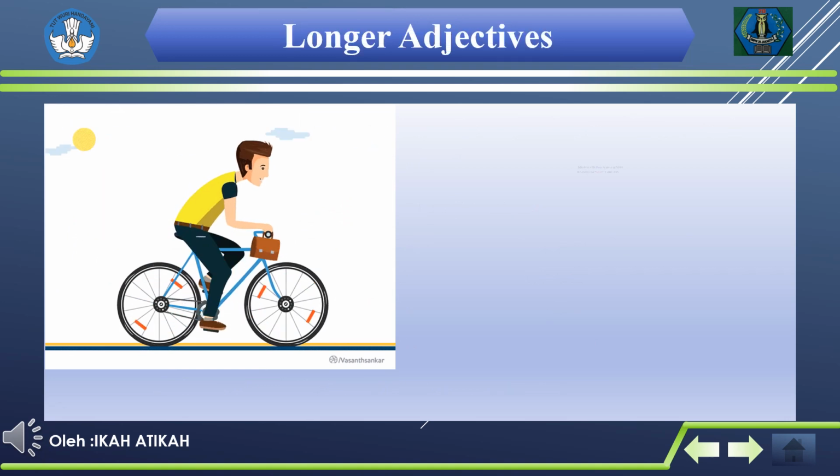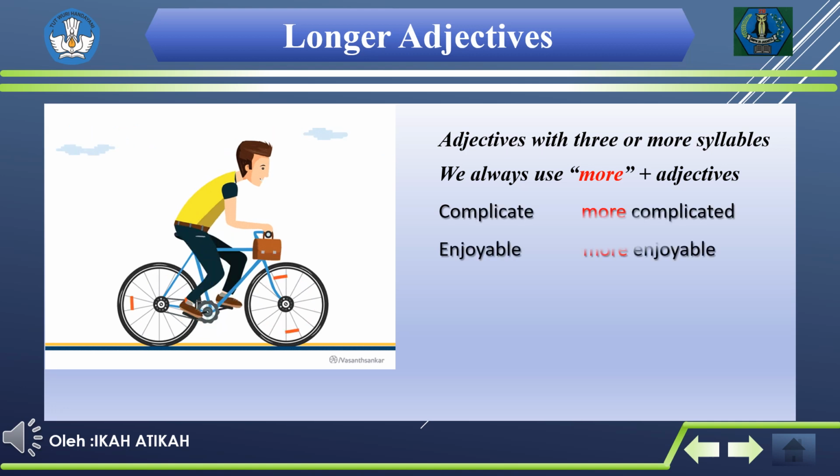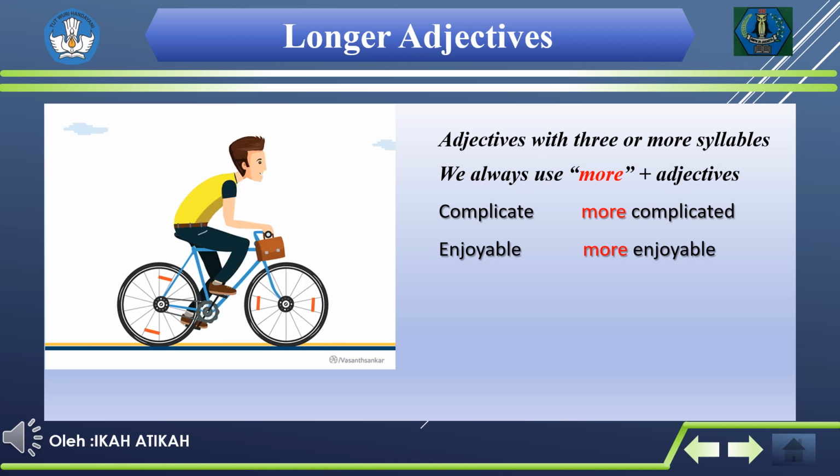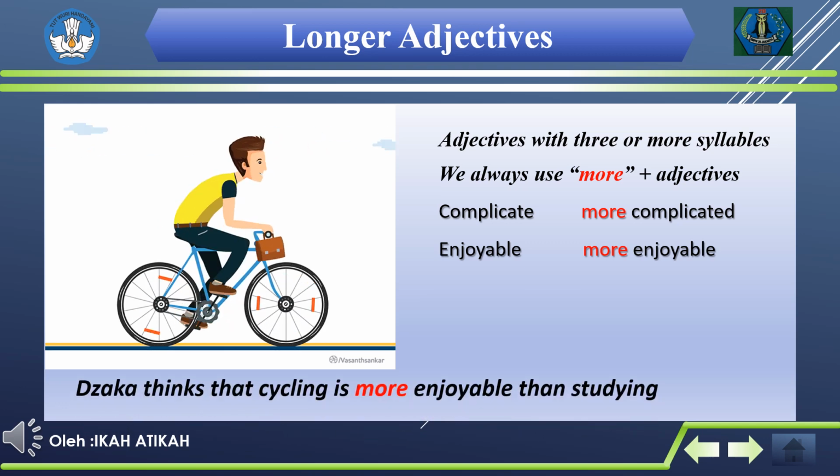Longer adjectives. For adjectives with three or more syllables, we always use more plus adjective. Complicated becomes more complicated. Enjoyable becomes more enjoyable. Interesting becomes more interesting. Look at the picture. The girl thinks that sailing is more enjoyable than studying.